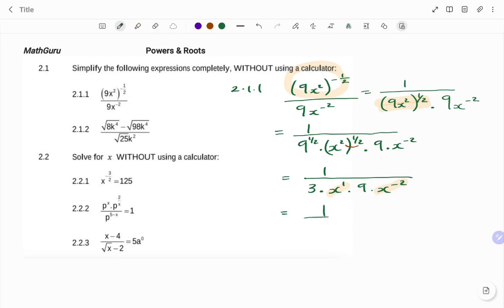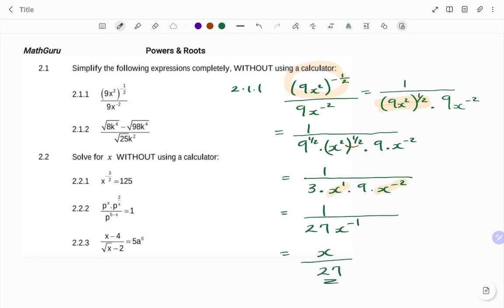So that will be 1 over 3 times 9, that's 27, times x to the power of 1 minus 2, that's minus 1. And to make that positive, I'm going to take it to the top to make it a positive exponent, so that will be x over 27.